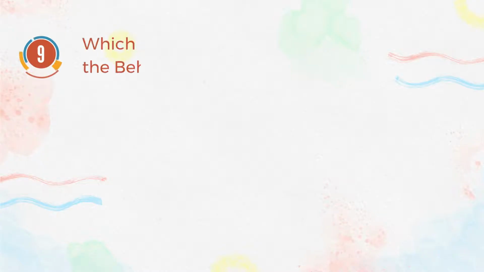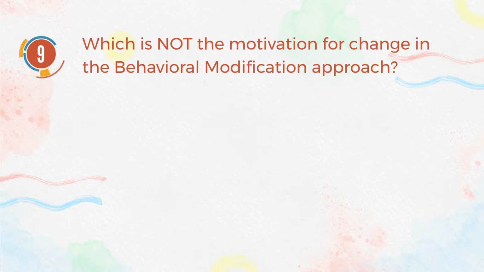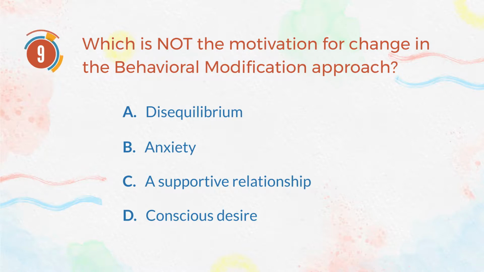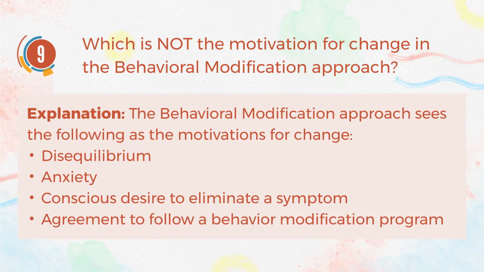Number 9. Which is not the motivation for change in the behavioral modification approach? A. Disequilibrium. B. Anxiety. C. A supportive relationship. D. Conscious desire. The correct answer is C. A supportive relationship. Explanation. The behavioral modification approach sees the following as the motivations for change: disequilibrium, anxiety, conscious desire to eliminate a symptom, agreement to follow a behavior modification program.